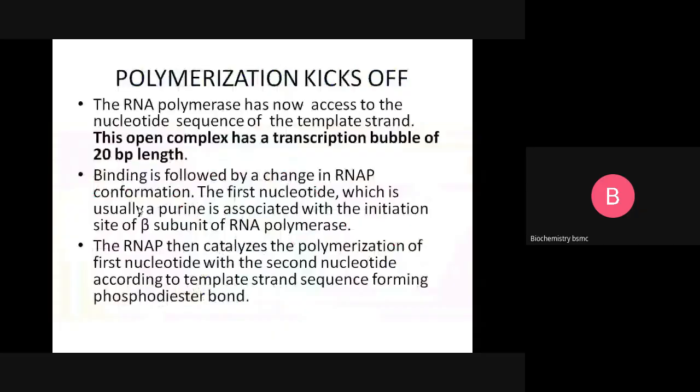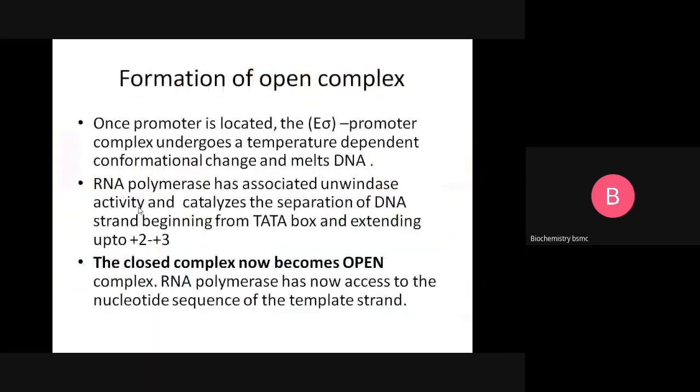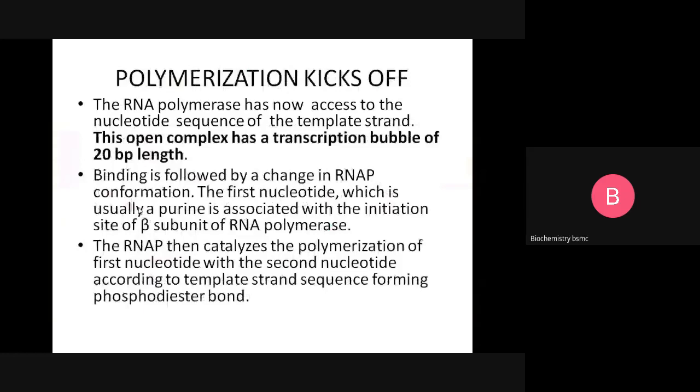We have already seen how the open complex is formed. Let us see this slide. Polymerization kicks off. So now the polymerase has access to the nucleotide sequence of the template strand. The open complex has a transcription bubble of 20 base pair length. The binding is followed by a change in RNA polymerase conformation. The first nucleotide, as I have already told, is usually a purine, and gets associated with the beta subunit of the RNA polymerase, the initiation site.